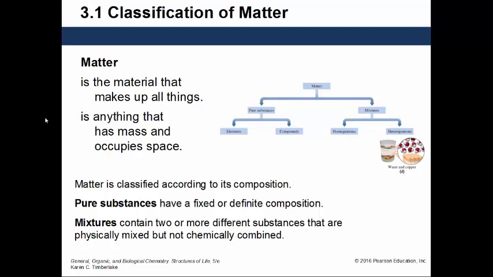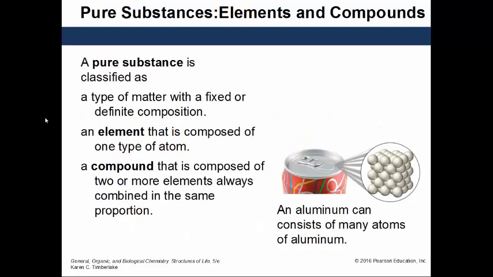Now, matter can be classified according to its composition. A pure substance is something that has a very definite or fixed composition. There's also a mixture, where you have two or more different substances that are physically mixed but not chemically combined. And we'll talk more about that in a second. Okay, we'll talk about a pure substance first.